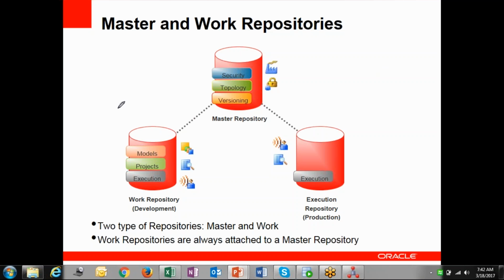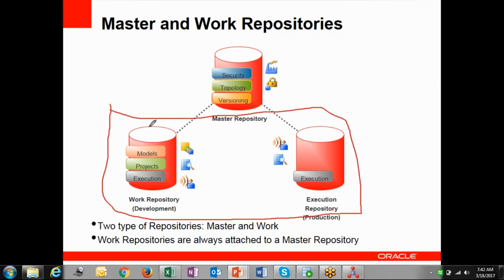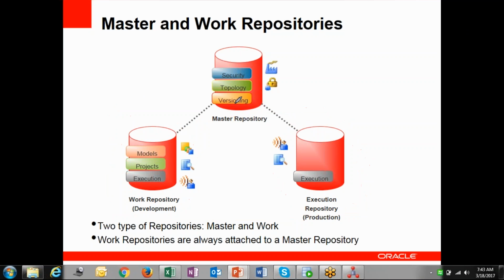I'm just telling you this for your understanding purpose. I'm trying to say one master repository can have any number of work repositories. You can have only one here, so you can just ignore this figure. You don't need a second work repository. This is what I'm trying to show.